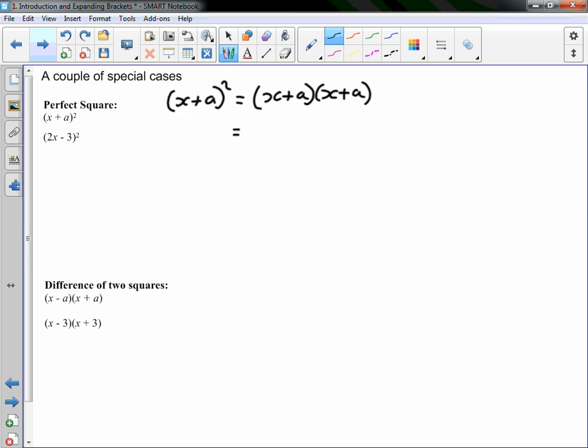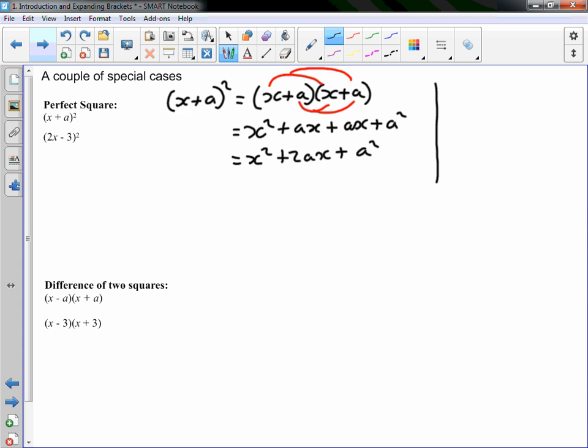So I can expand it. I could draw on my lines and do x times x, x times a, a times x, a times a. So you get x squared plus ax plus ax plus a squared, x squared plus 2ax plus a squared. Or, again, I can think of it, well, in this case, it's not going to be a rectangle, it's going to be a square, because both my factors are identical.